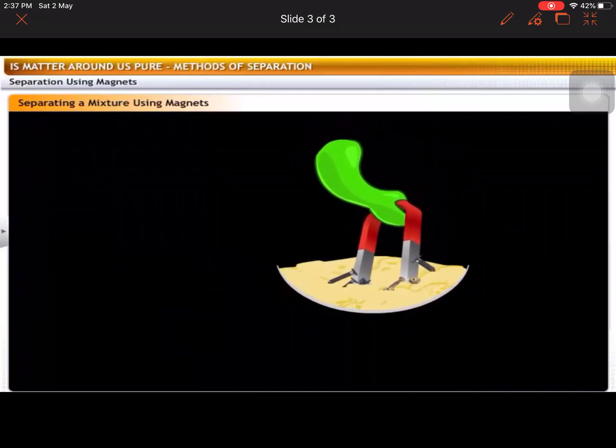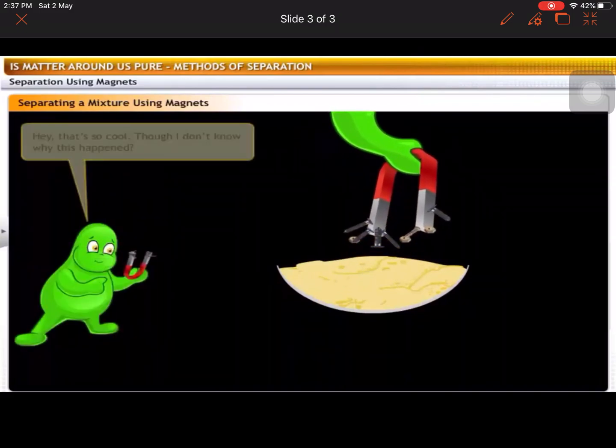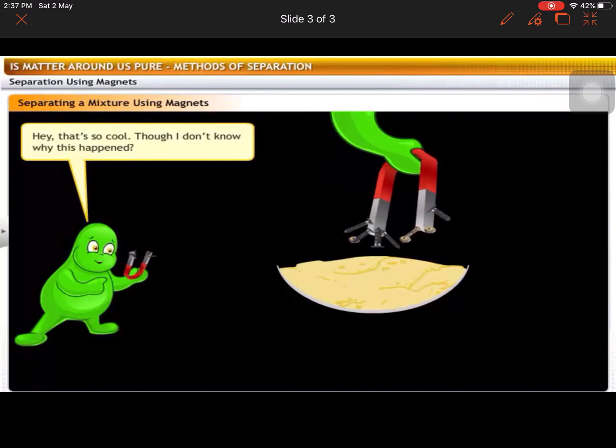See, it is a mixture of sulfur and iron. Hey, that's so cool. Though I don't know why this happened.